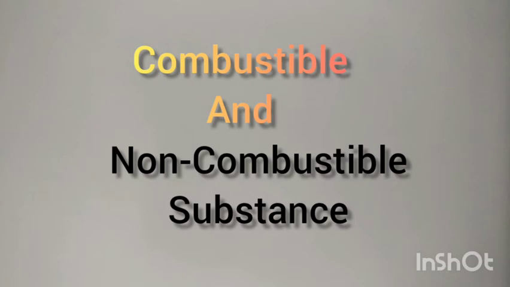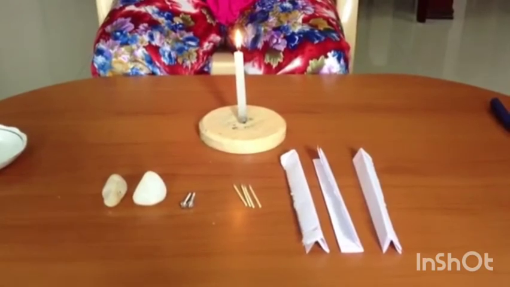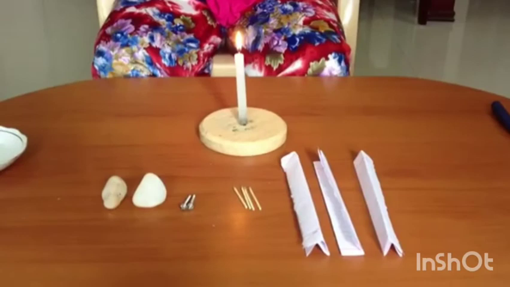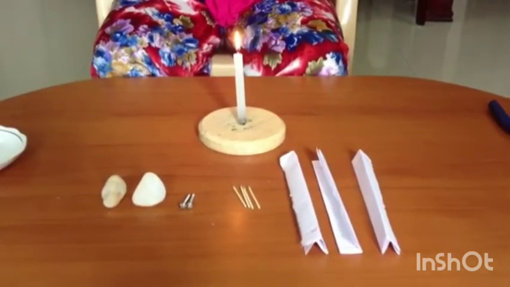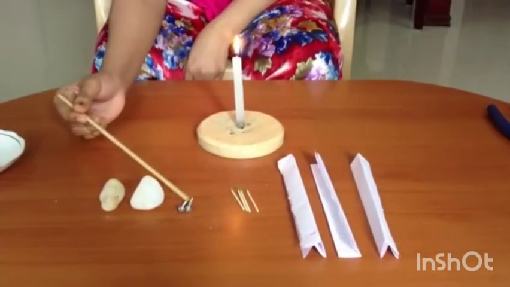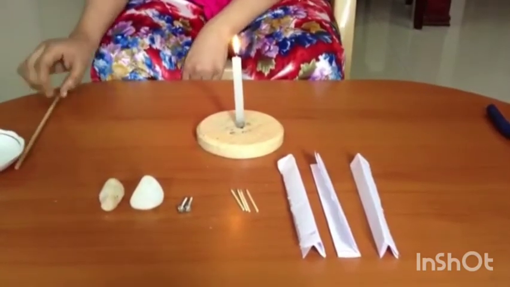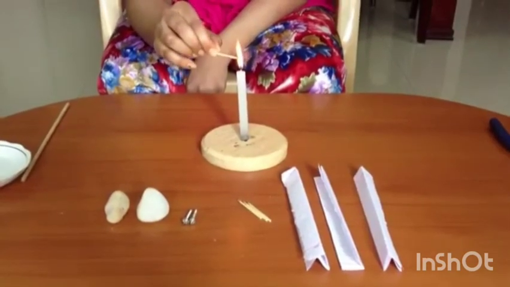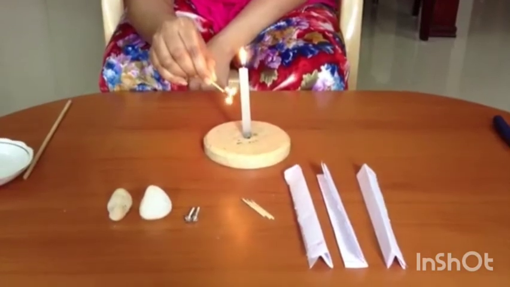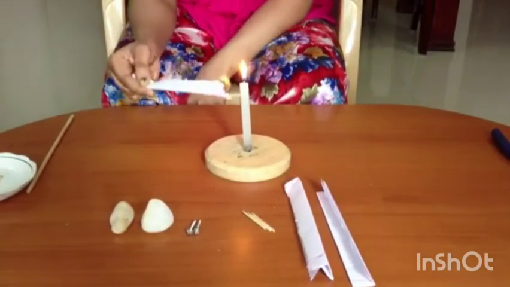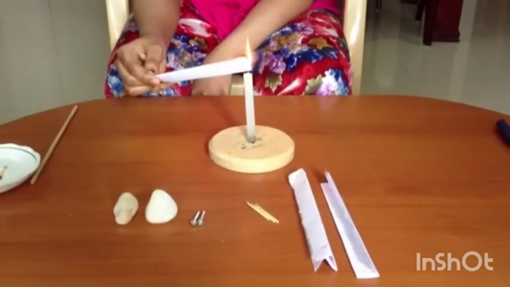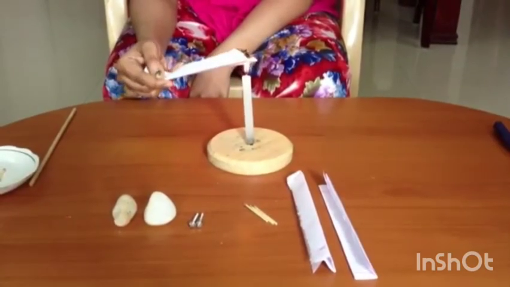Now the next thing, combustible and non-combustible substances. To understand that in a better way, see this particular video. In this activity, we will explain the difference between combustible substances and non-combustible substances. Substances that burn in air on being exposed to a flame to produce heat and light are called combustible substances. For this activity, we need paper, wood pieces, a screw, pebbles, and a lighted candle. Now put the wood piece on the candle flame. Do the same thing with paper. We observe that the wood piece and paper catch fire to produce heat and light.